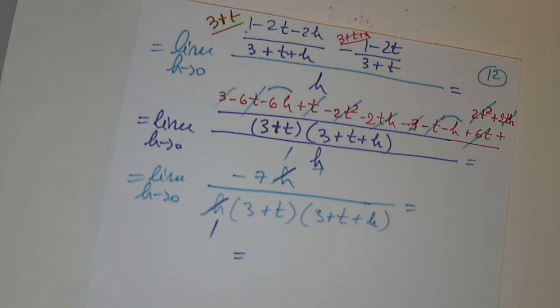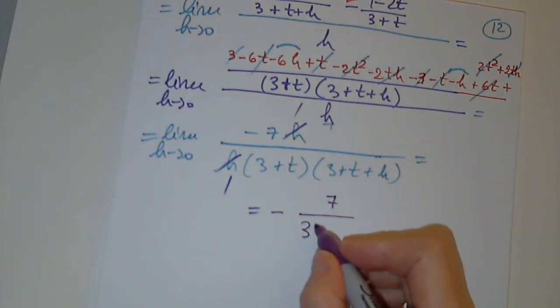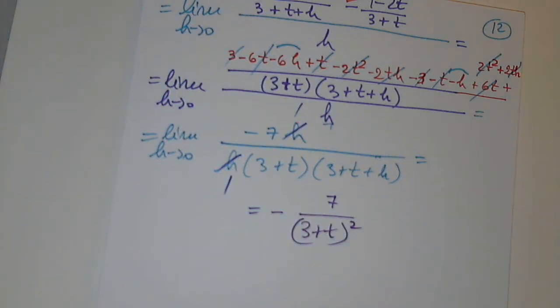It's like when I determine the square root of 9. The square root of 9 is not the square root of 3. It's directly 3, right? So the numerator goes to negative 7, the denominator goes to (3 plus t) squared. That's it, thank you very much. That's it.